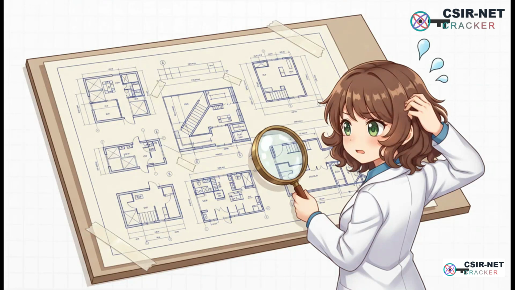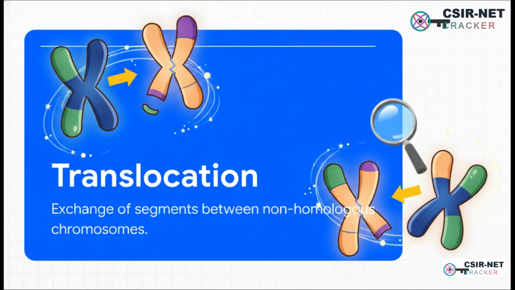Imagine one of the instructions in your blueprint was literally installed upside down. All the words are there, but the order is reversed, and that can really confuse the cellular machinery that's trying to read it. And finally, for this section, we have translocation. This is where a piece of one chromosome breaks off and attaches to a completely different, non-matching chromosome. It's like it's moved to a new neighborhood.